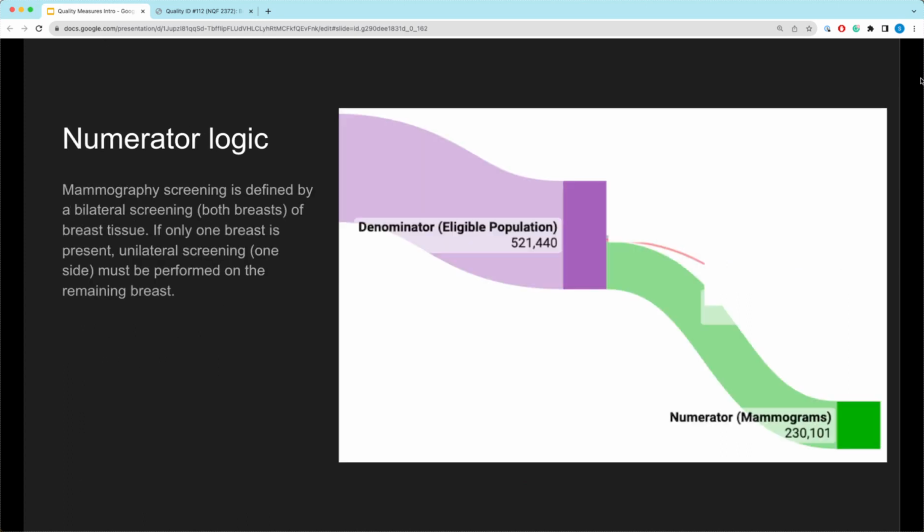So the numerator logic is a little more simple. We're just looking for mammography screenings, which could be bilateral screening or unilateral screening. And the denominator, again, was 521,000. And the numerator, or the mammograms we found in this population, was around 230,000.